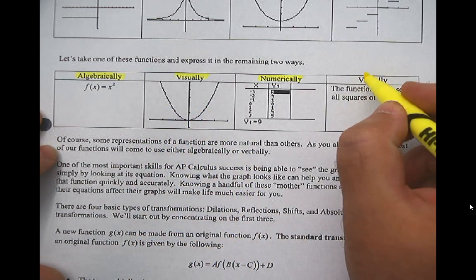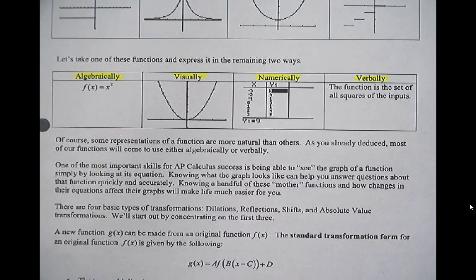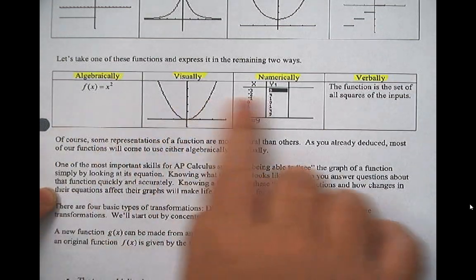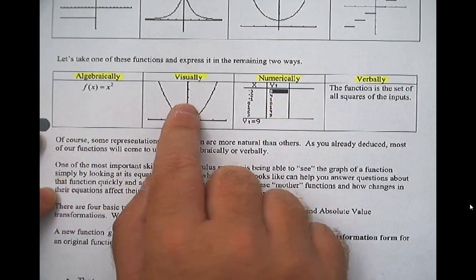And then verbally, this is the one that I don't know. We don't use that one that much. Function is a set of all squares of the inputs. These 3 are the real biggies. You should be fluid, being able to go back and forth between all 3 of these things.